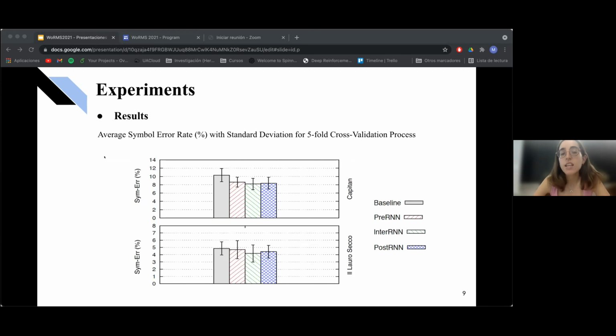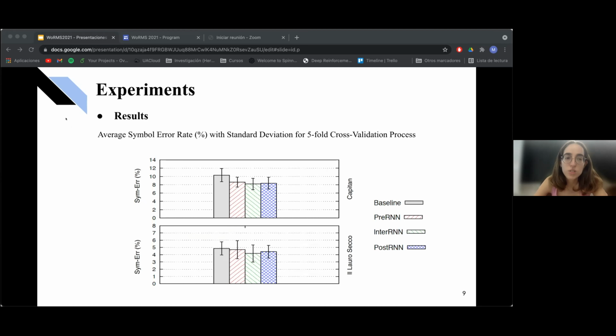In this figure, you can see the results that we have obtained for both corpora and the different scenarios considered in this work in terms of the symbol error rate. And since the experiment was performed following a cross-validation scheme, the error figures that appear here are the average values obtained for each of the cases. If we take a look at this figure, we can see that all the proposed architectures of the three different scenarios improve the result obtained by the baseline model.